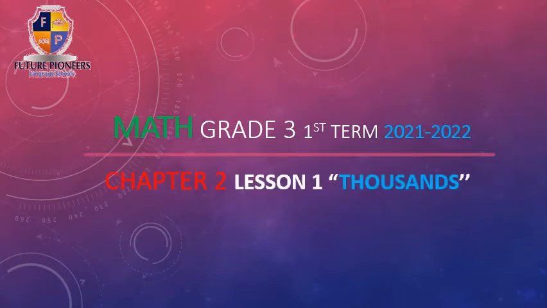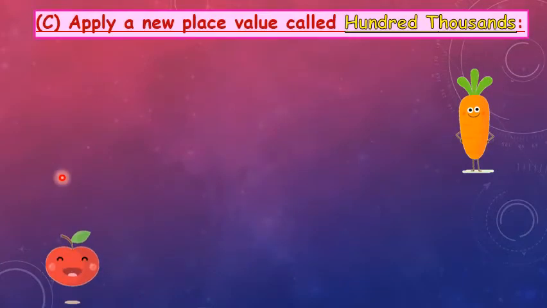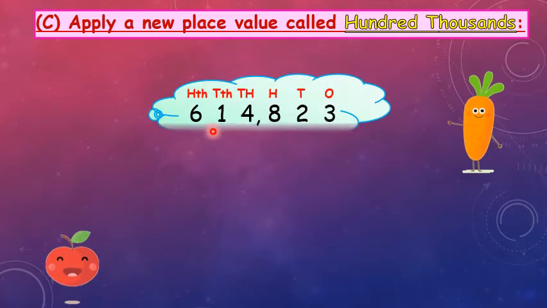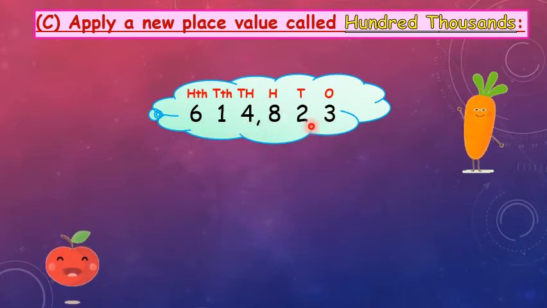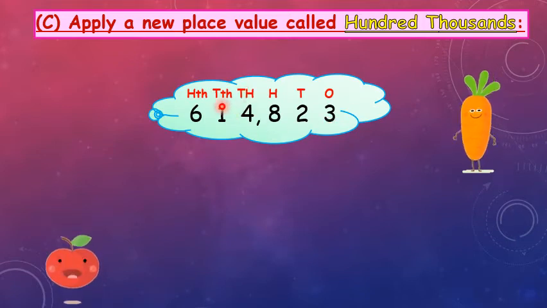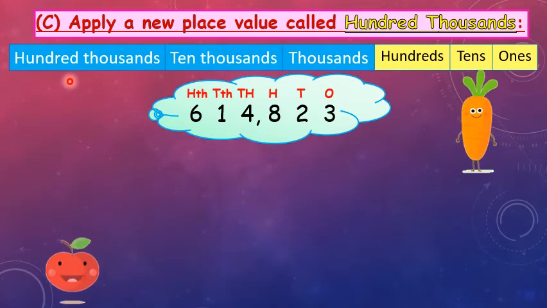Chapter 2, Lesson 1, Thousands. Now let's apply a new place value which is called the 100,000. Here we have ones, tens, hundreds, and put our comma which is called the thousand. So read the number to the left of this comma, which is called 614,823. We have here 1,000, 10,000, and applied a new place value which is called 100,000.